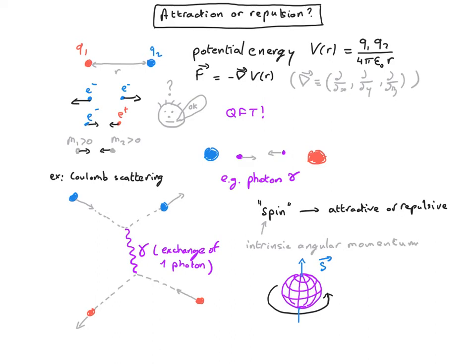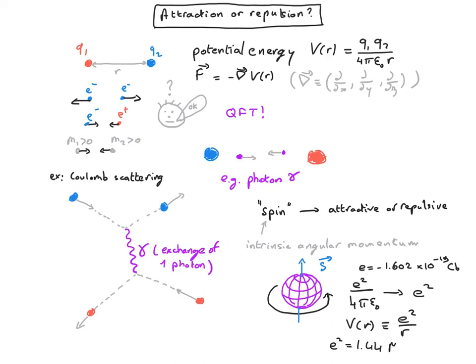We eventually have to calculate some numbers. For that, it is good to remember that the charge of an electron is e equal to minus 1.602 times 10^-19 coulombs. It is usual to include 1 over 4 pi epsilon 0 into e squared in the notation. For instance, the potential between two electrons is e squared over r, with e squared equal to 1.44 MeV times femtometers.